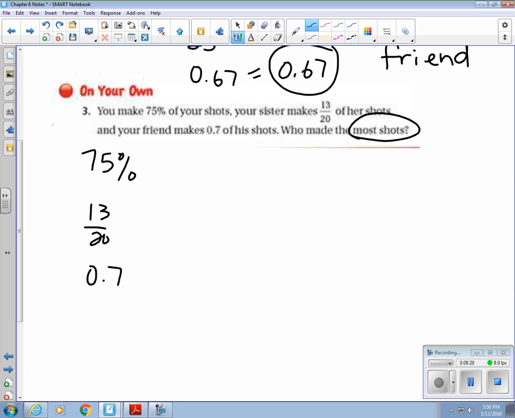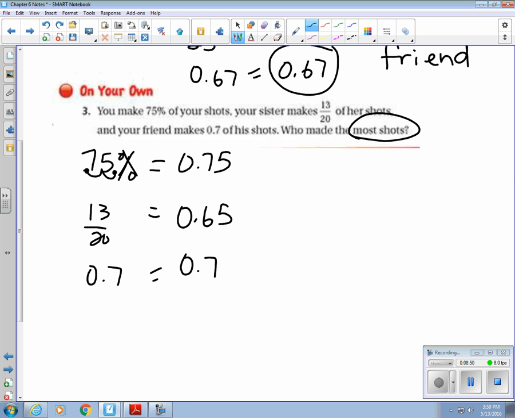Okay, so we're going to change them all into decimals again. 75% is equal to 0.75. 13 over 20, if we do long division or calculator, gives us 0.65. And 0.7 is already a decimal.